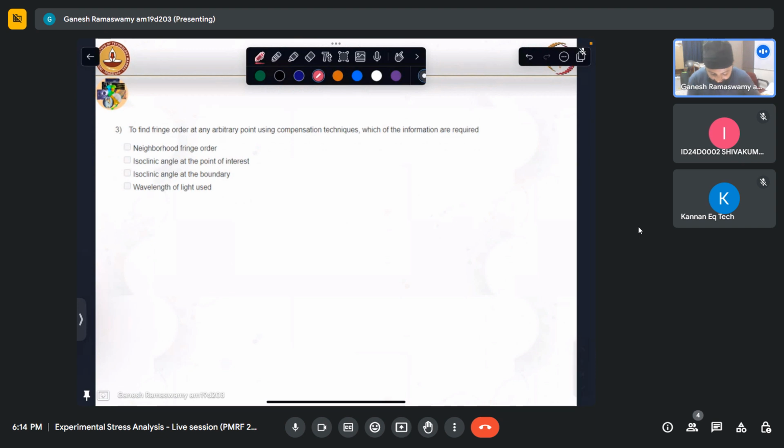So let us look at this question. To find the fringe order at any arbitrary point using compensation techniques, which of the information are required? Neighborhood fringe order, isoclinic angle at that point of interest, isoclinic angle at the boundary, wavelength of the light used. Now, naturally, when we are talking of compensation, we need to know which is the fringe that has moved.